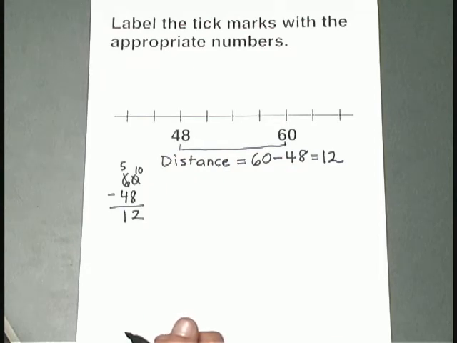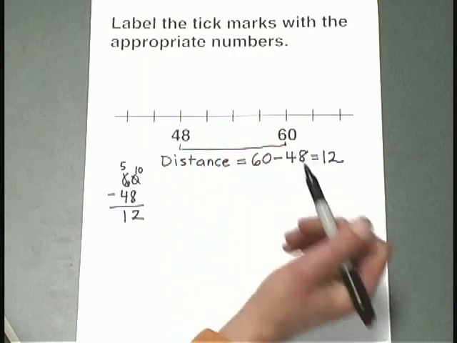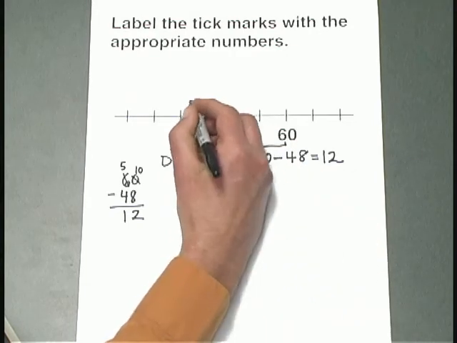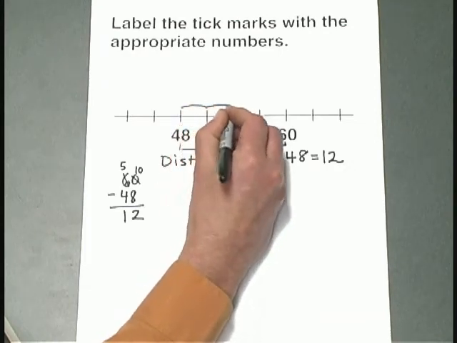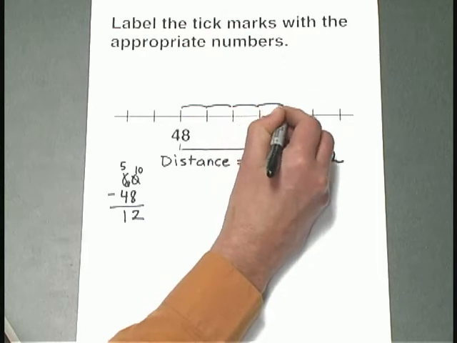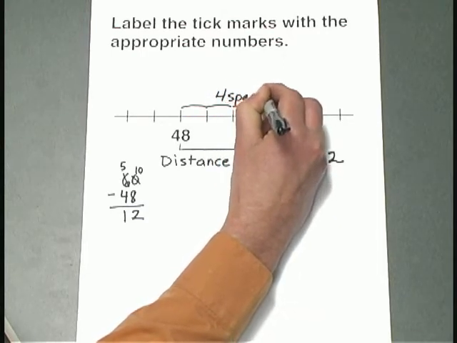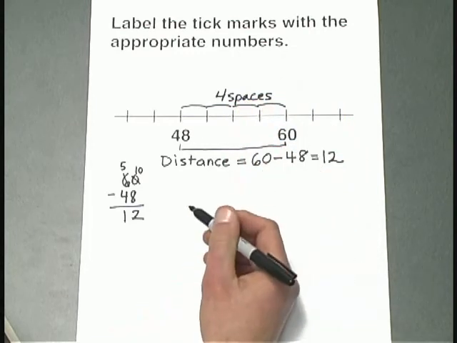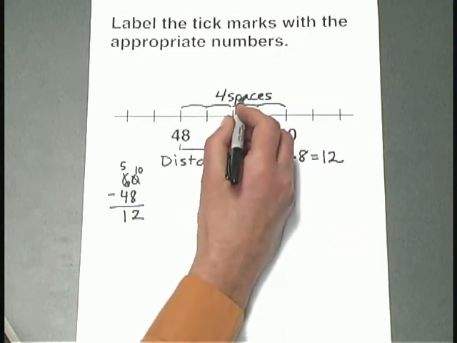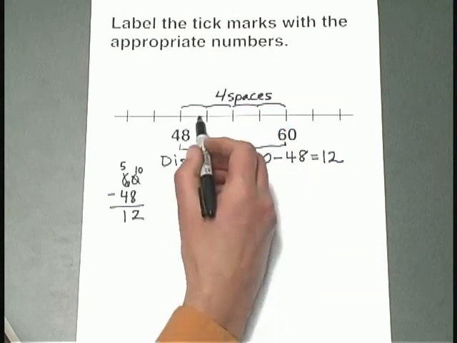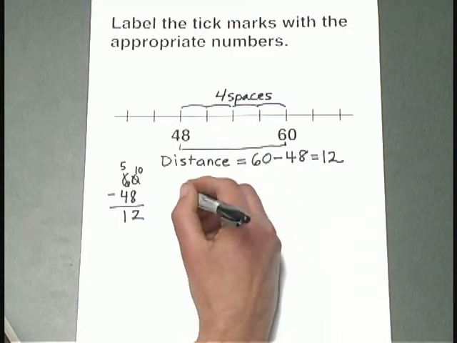Next, we need to count the spaces in between these two numbers. Not the tick marks, but the spaces in between. There's 1, 2, 3, 4 spaces. What we're going to do now is take the distance and divide by the number of spaces. We're going to cut that distance up into 4 parts.